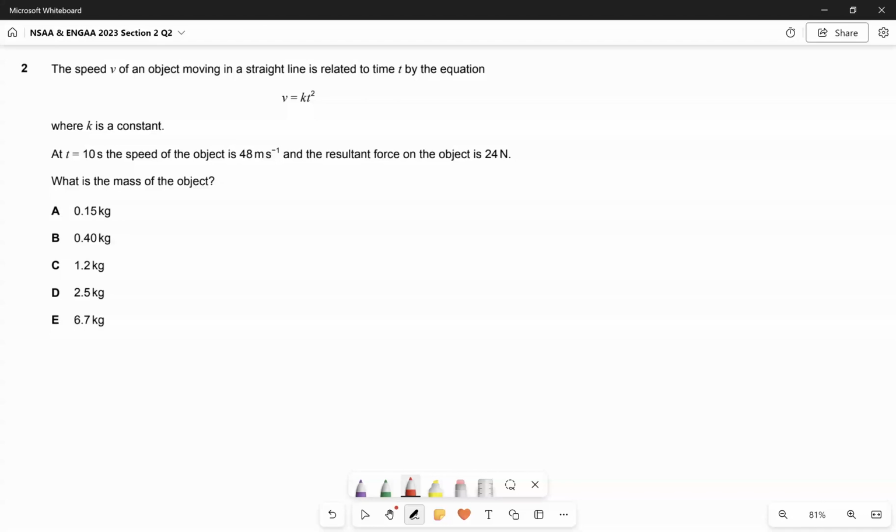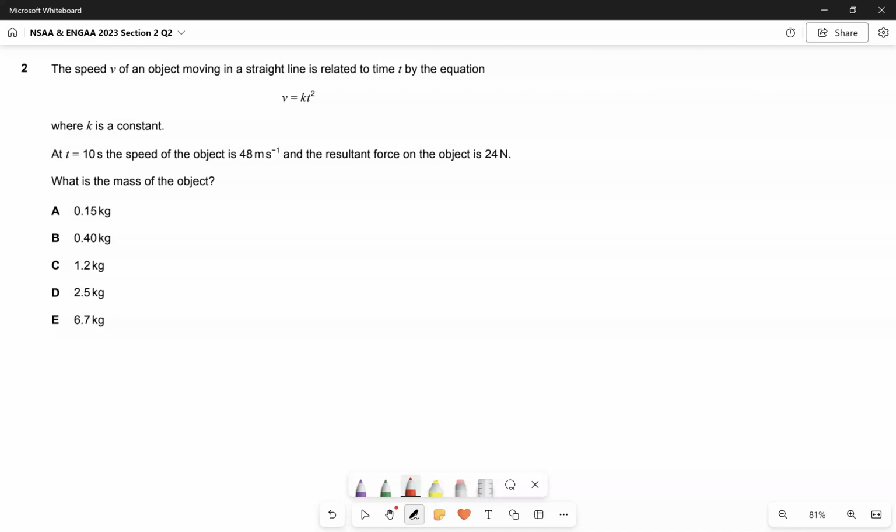The speed v of an object moving in a straight line is related to time t by this equation, v equals kt squared, where k is a constant. At t equals 10 seconds, the speed of the object is 48 meters per second, and the resultant force on the object is 24 newtons. What is the mass of the object?